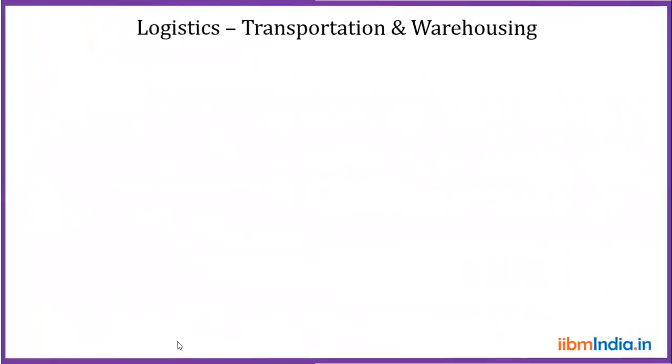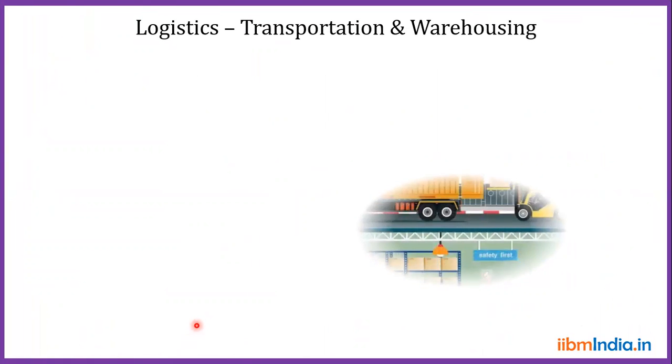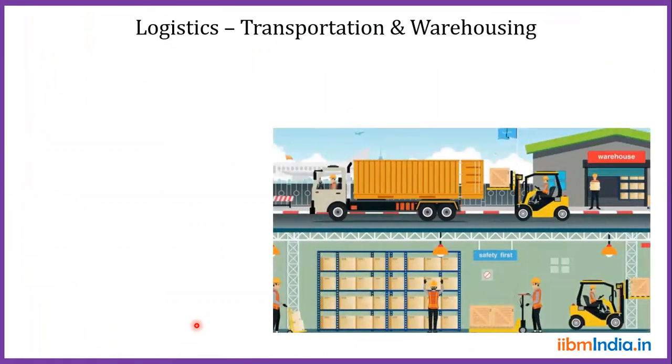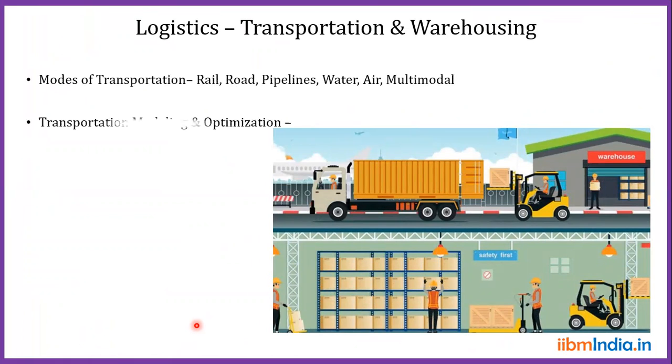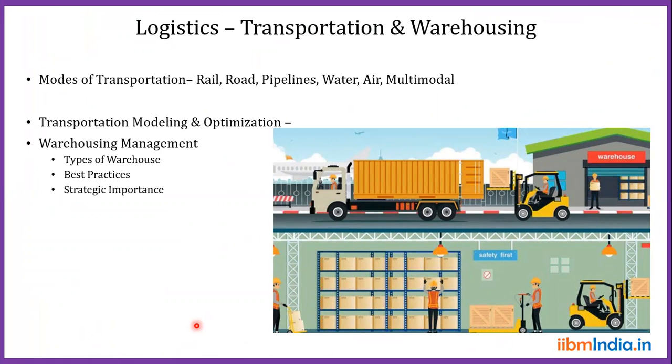Coming to the third module, which is about logistics, transportation and warehousing. Under the logistics part, we will discuss transportation as well as warehousing. So we'll start with transportation. What are the different modes of transportation? How is the costing of that particular mode, right? In India, we know that transportation is happening between rail, road, different modes of pipelines, then water, air, multimodal transportation. Multimodal means the use of multiple types of modes while delivering the product.